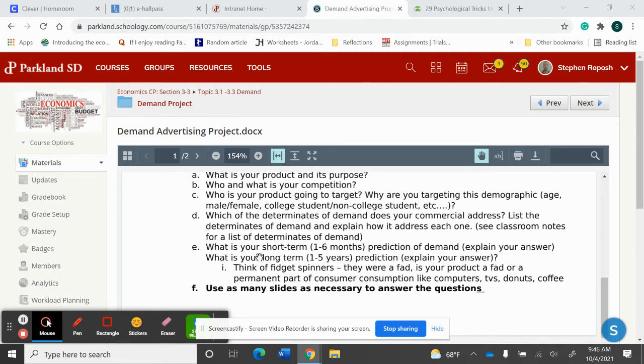Last thing here, what is your short-term prediction of demand? What is your long-term prediction of demand? If you're doing shorts or dress shirts and all of a sudden it gets hot out, are you still a marketable company? What could Carrick do to be part of a summer line, not just an in-the-office line? We had that conversation.